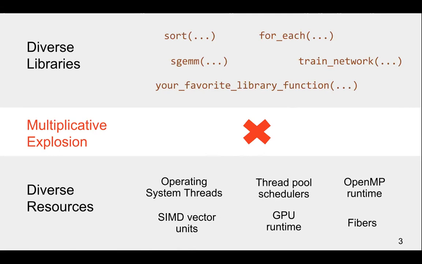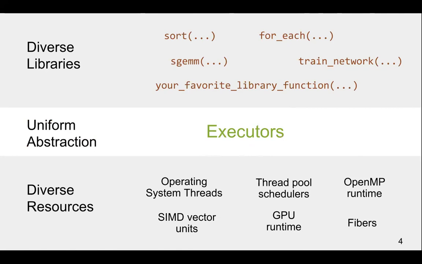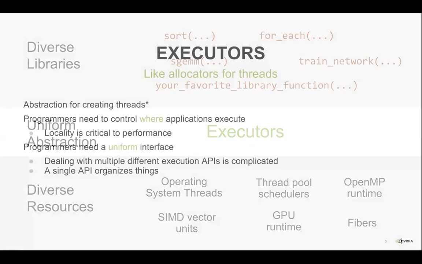So what we want to do with executors is interpose a middleman, a sort of uniform API, so that each of these entry points, these algorithms, can target a single uniform abstraction instead of this diversity of interfaces there on the bottom, to avoid that multiplicative explosion. So that's what we'd like to do with executors within C++.